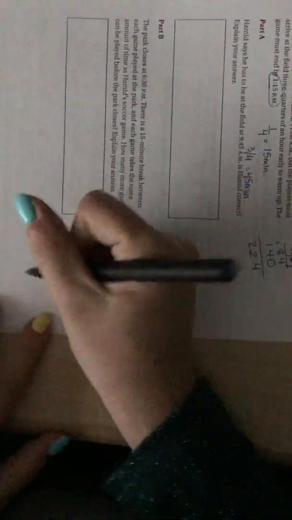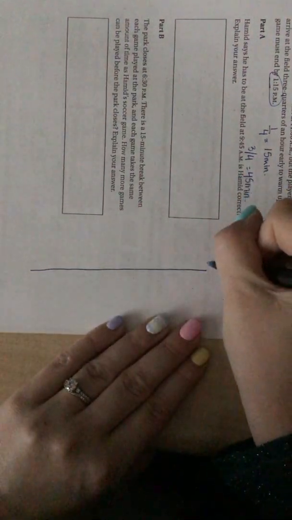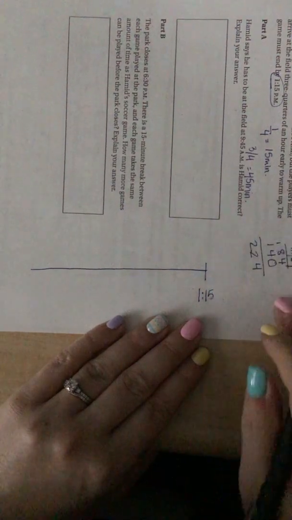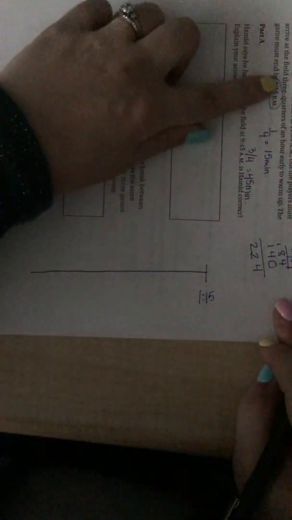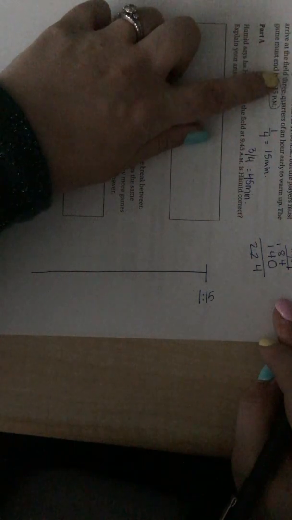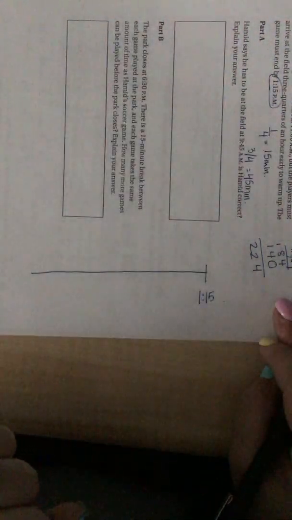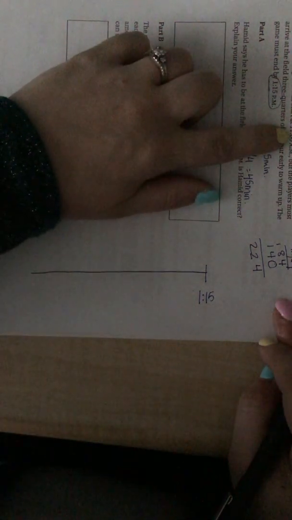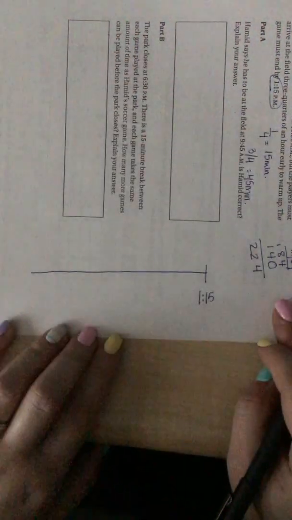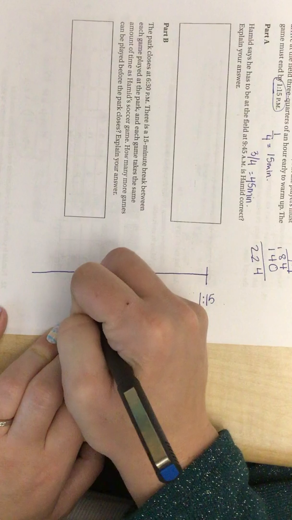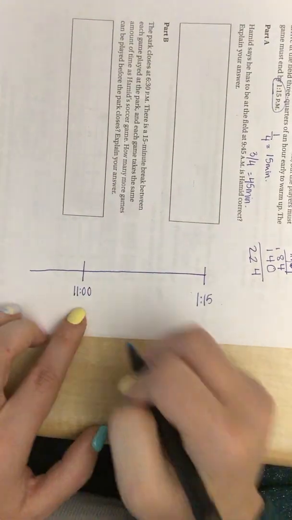So I'm going to go ahead and turn my paper so I have a little bit more room, and I'm going to draw a line, like a timeline. I know that the game has to end at 1:15. And I also know that they need to arrive 3/4 of an hour early. And the game starts at 11 o'clock. So if the game starts at 11 o'clock, here's my starting time of 11 a.m.